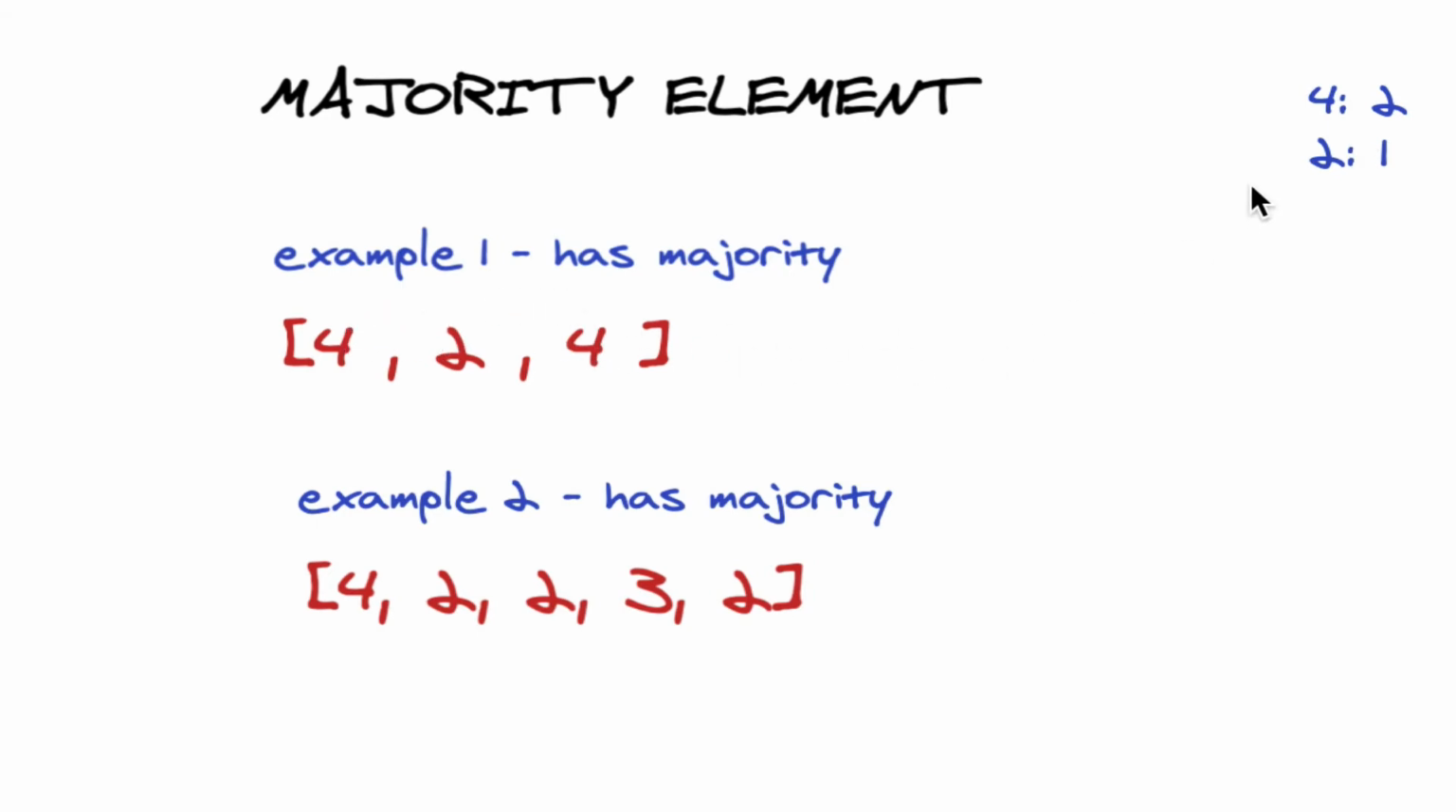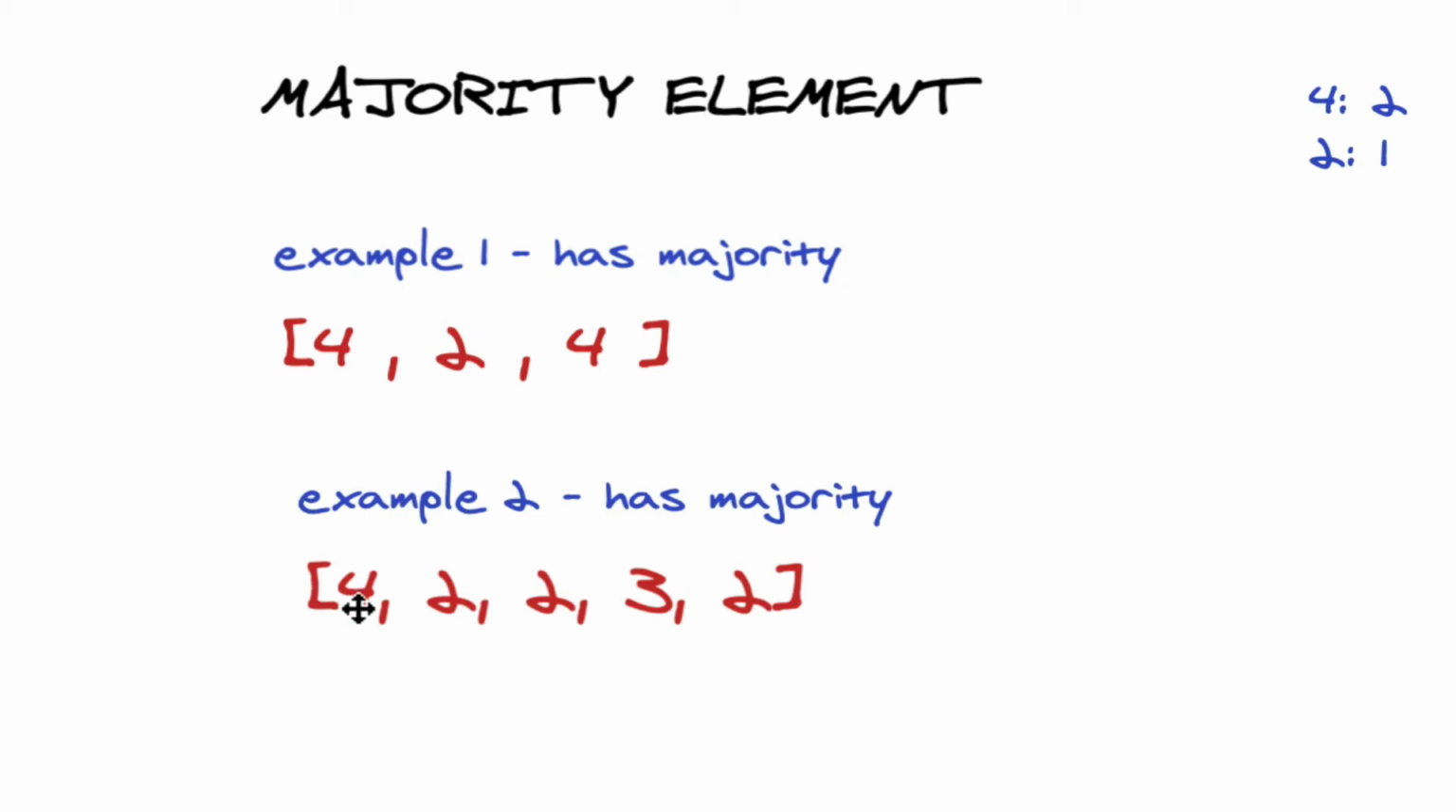And in this case, we know that 2 is greater than 1.5, which is half of 3. Of course, this is a very slow approach because the time complexity is O(n^2). We have to iterate through each element, and then at each element, we're going to be looking for the number of occurrences, and that itself is an O(n) procedure.